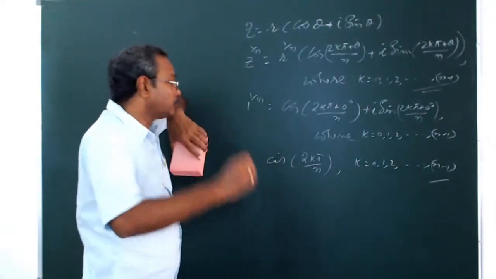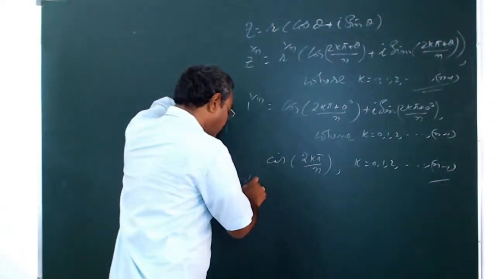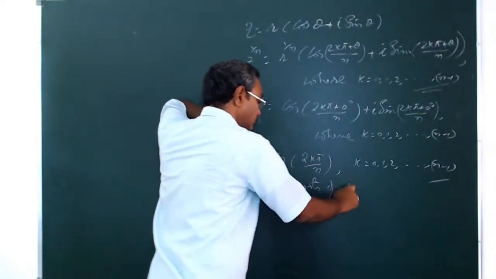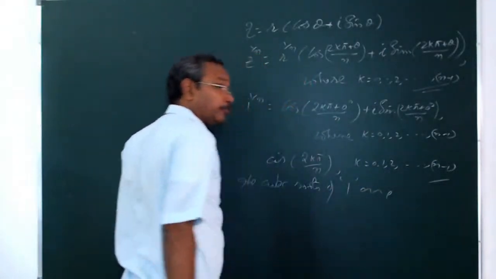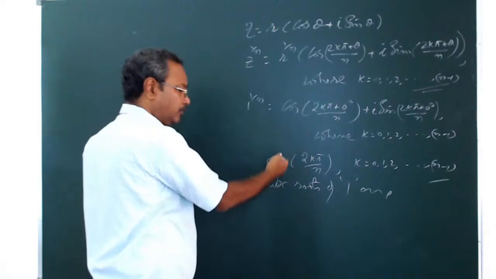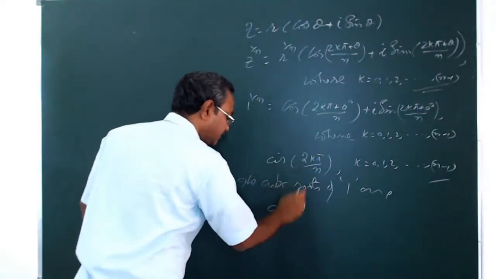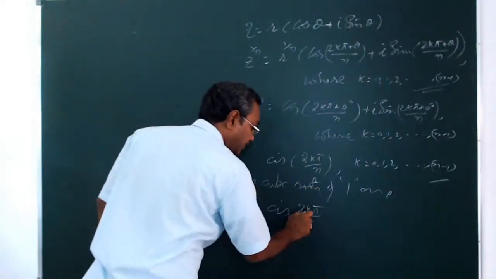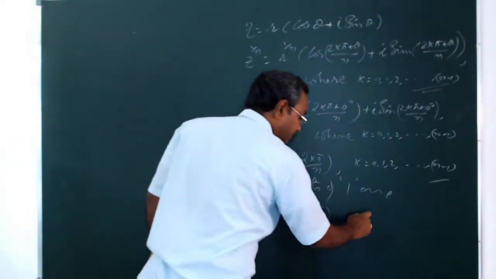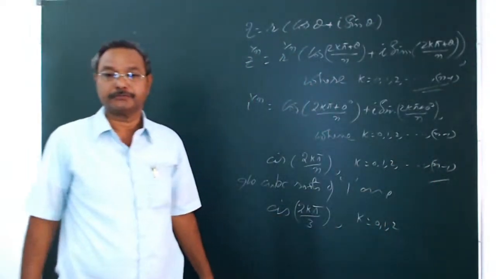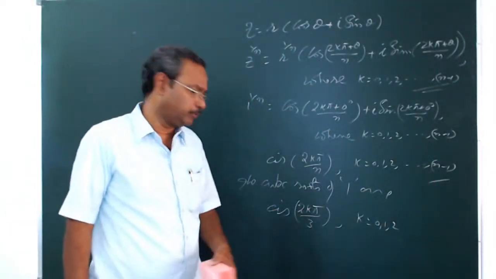Particularly, the cube roots of 1. The cube roots of 1 means that n is equal to 3. So the answer will be cis 2k pi by n, where n is now 3 and k takes the values 0, 1, 2. So there are 3 roots. If you want to look at the roots individually, what are the roots?